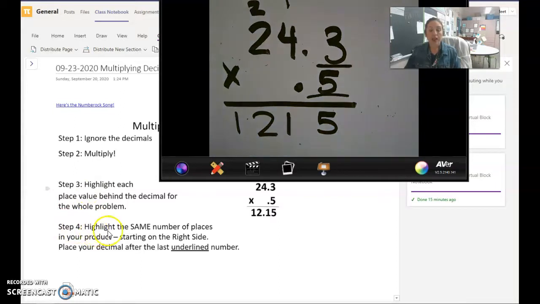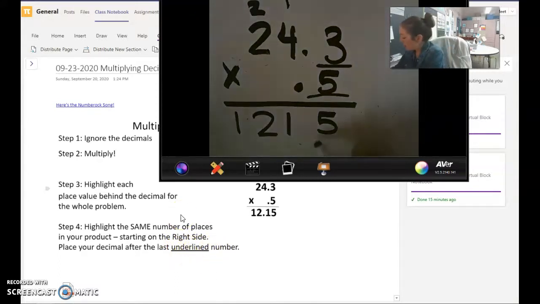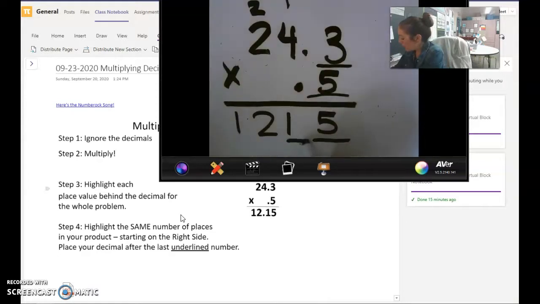Step 4, highlight or underline the same number of places in your product, starting on the right side. Place your decimal after the last underlined number. I bet you are highly confused because I changed this highlight and I didn't change this to highlight. So I'm so sorry. This should say highlighted or underlined number. So I'm going to do this and this because I underline it 1, 2. So I'm starting on the right-hand side, like my notes say, underlining 1, 2, and putting my decimal.